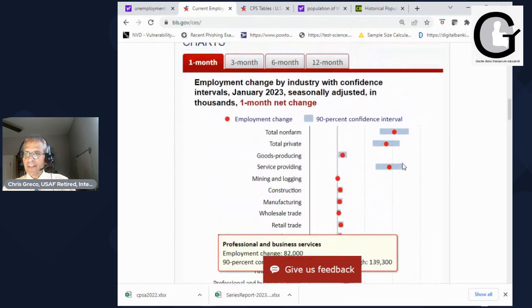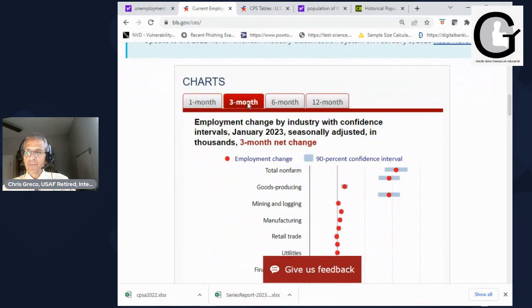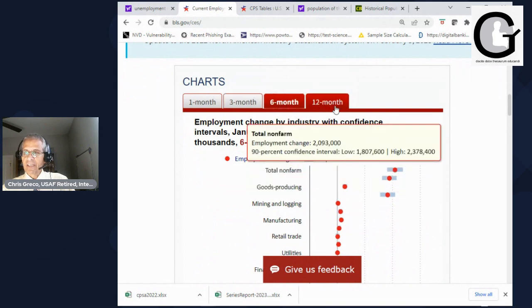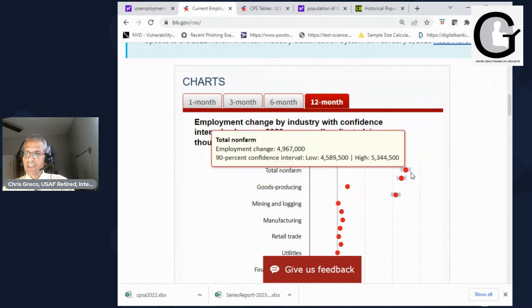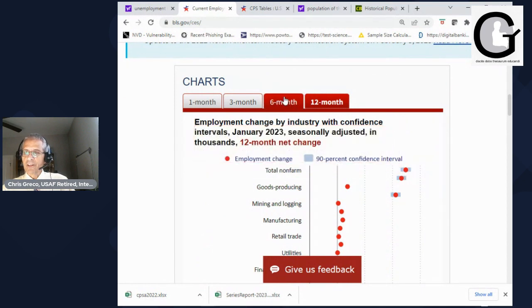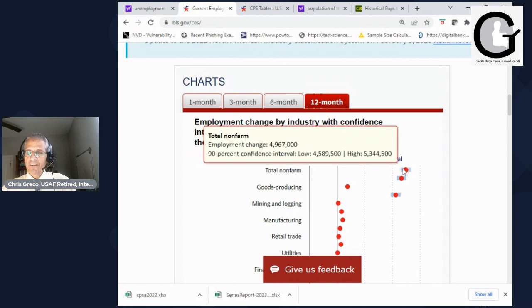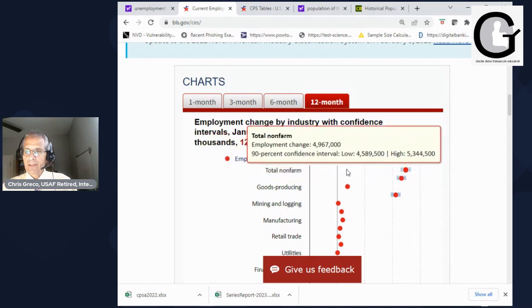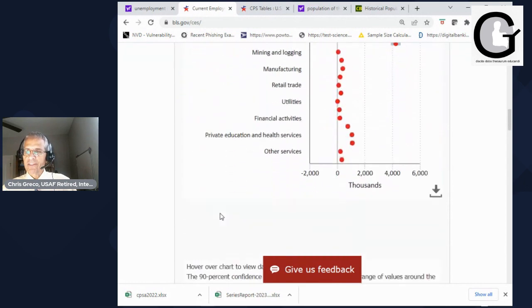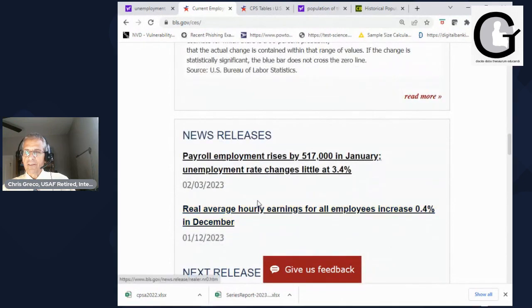So in other words, you can find a lot of different things here. So that's 1 month. This is 3 months, 6 months, and 12 months. And you notice how the 90% interval changes here? The 90% interval changes, but it's still pretty large. I mean, this is 4,589 to 5,344. So we're talking about a 400,000 difference here. So either way, this is a lot of good data that you can take a look at, and payroll employment rises by 517,000 in January.